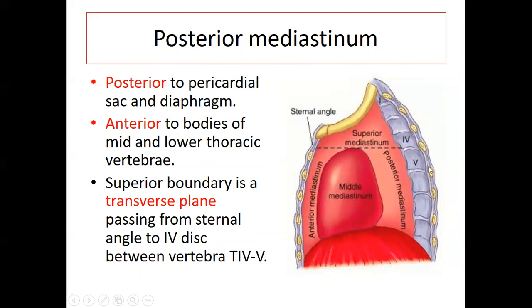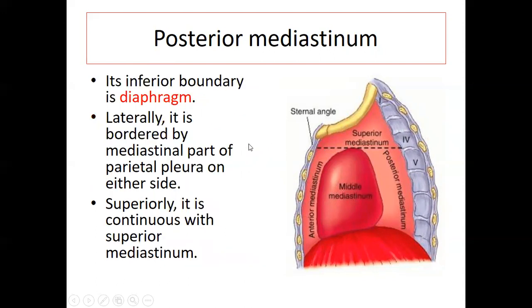And the superior boundary is a transverse plane that we draw. This transverse plane passes through the sternal angle toward the intervertebral disc between T4 and T5. This is the intervertebral disc between T4 and T5. And its inferior boundary is the diaphragm. Below here we have the diaphragm.